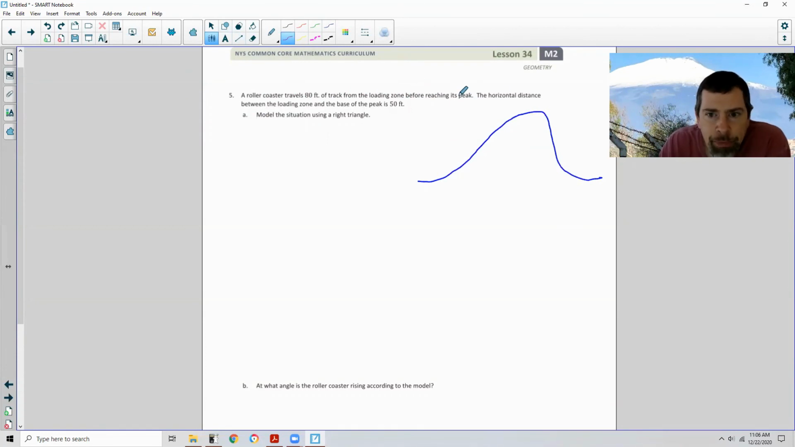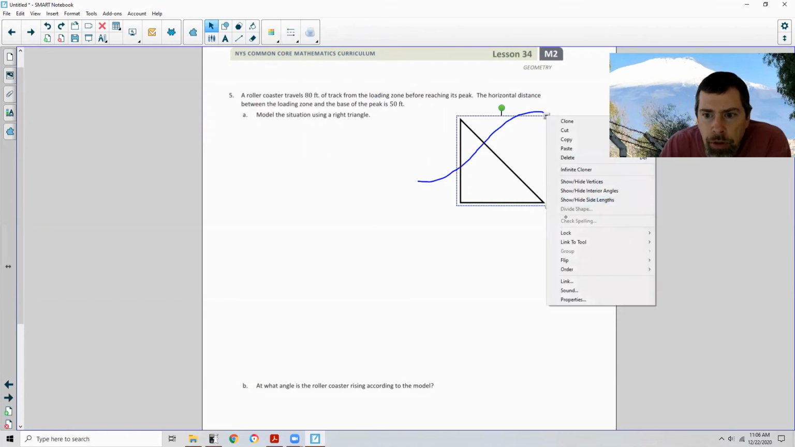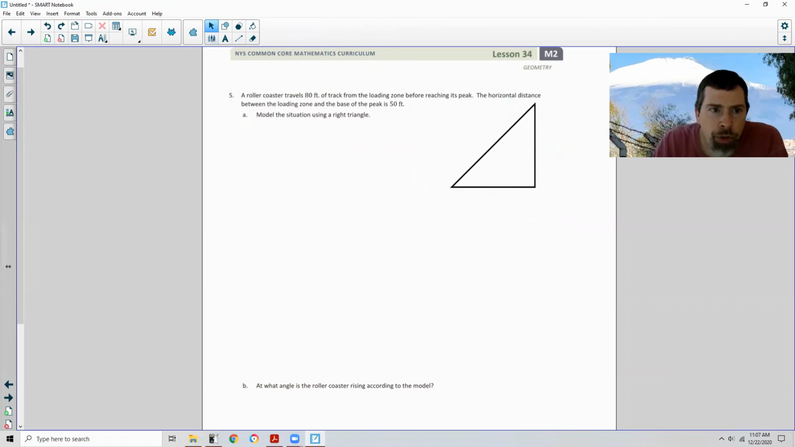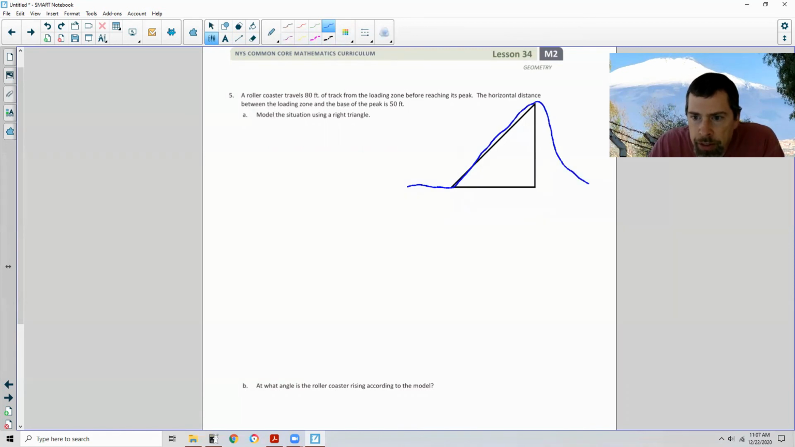So I'm going to draw a diagram. The horizontal distance between the loading zone and the base of the peak is 50 feet. Okay. All right, so I'm going to draw a triangle. And I'm going to have to flip it. Flip, left, right. Okay, and now move it. So here's its peak. Let's just say right here. Let's just line this up. Actually, let me just draw a new line rather than try to fit this triangle. So just delete this. So anywho, the loading zone is here. So we come along here and then it climbs up and then it takes a quick descent like so.